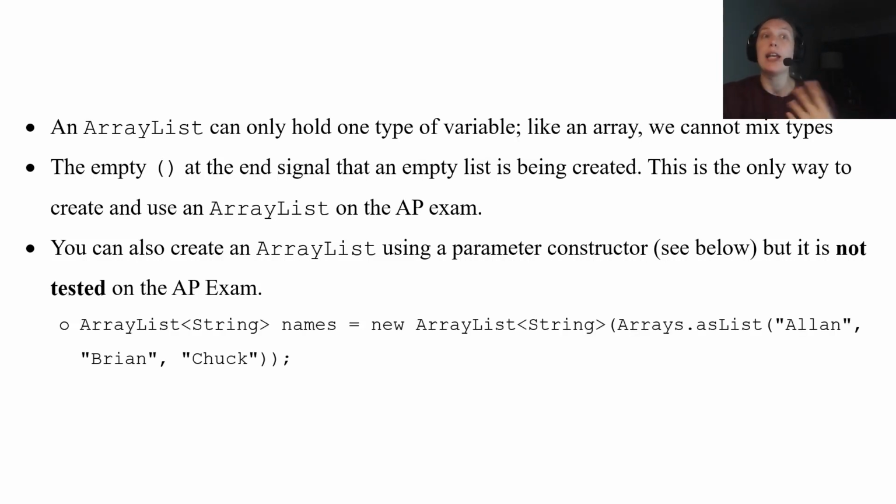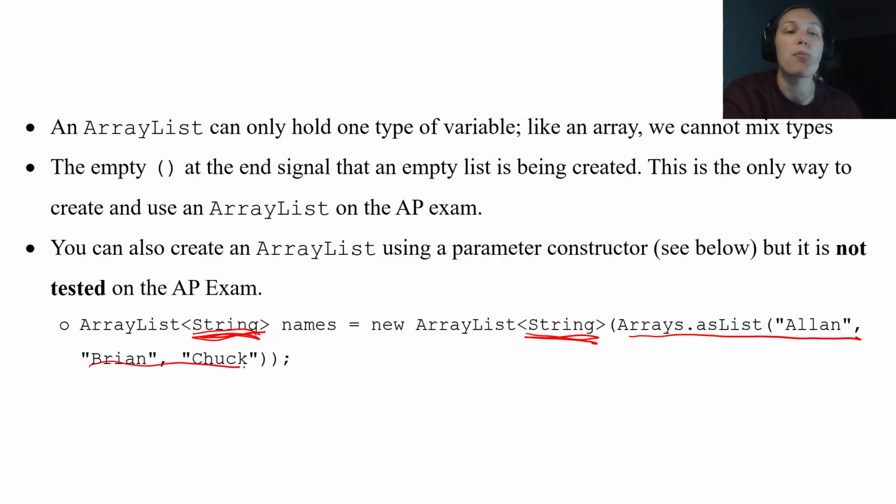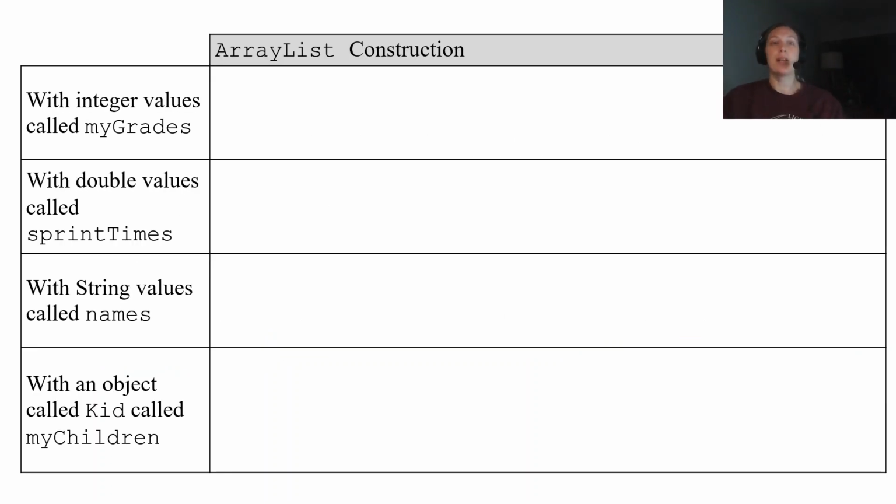This would be creating an ArrayList using a parameter constructor, where we have ArrayList<String> name equals new ArrayList<String>. You can see how it's repeated here, which is pretty typical. But then instead of the empty parentheses, we say Arrays.asList, and this would be creating an ArrayList of three names, Alan, Brian, and Chuck. But again, that part is not tested on the AP exam. We won't be using the parameter constructor in this class, but just in case you were curious, you could have a parameter constructor too.